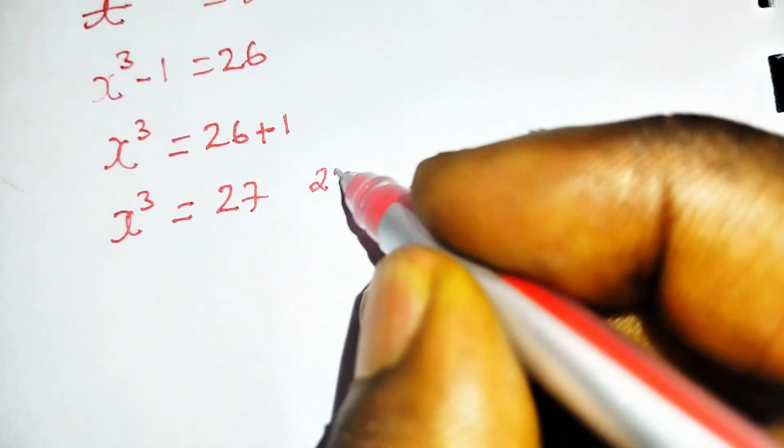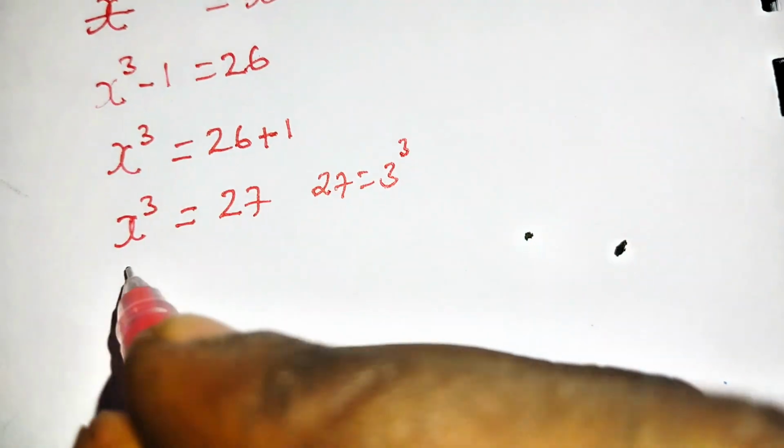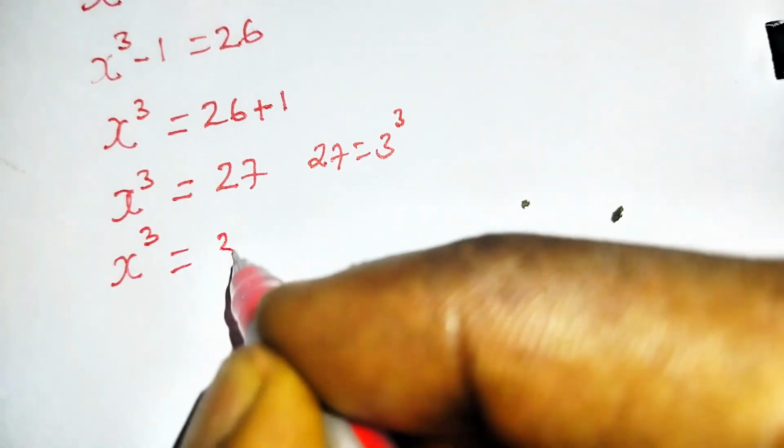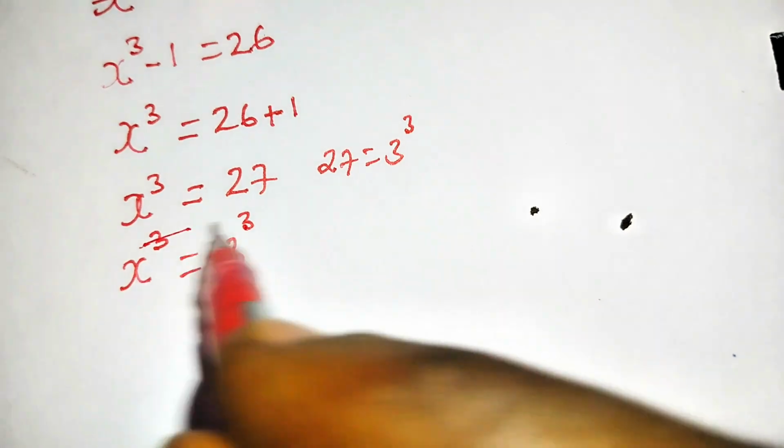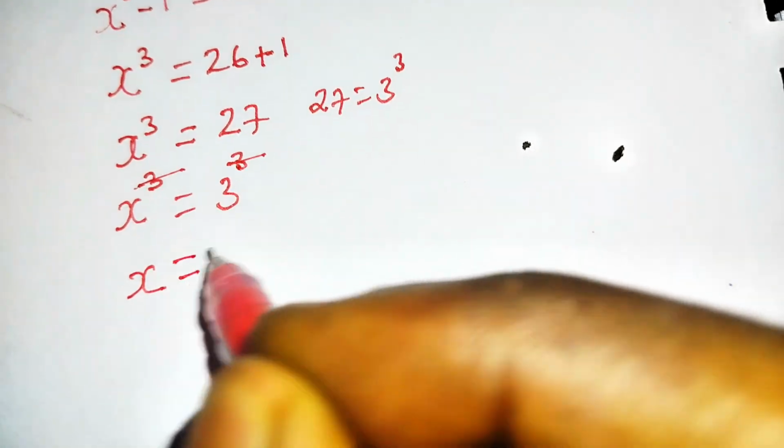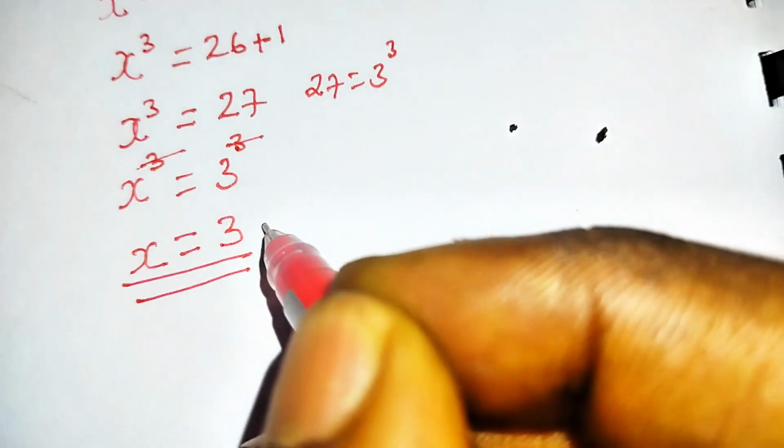So 27 is equal to 3 to the power of 3. So we can write x cube is equal to 3 to the power of 3. Since the power is equal, we can equalize the base also. x is equal to 3. This is the final answer.